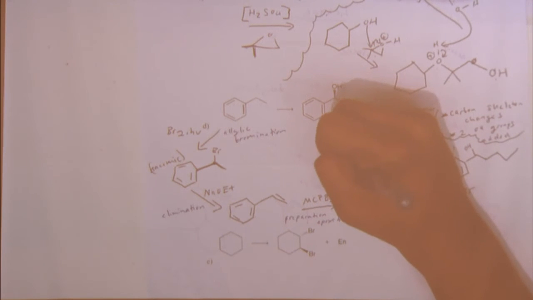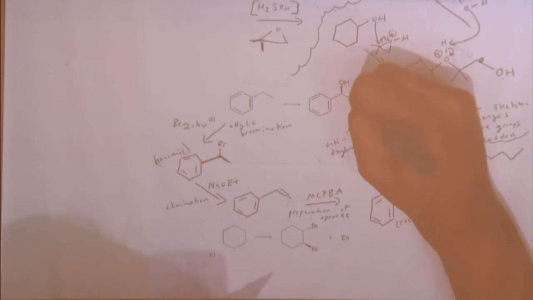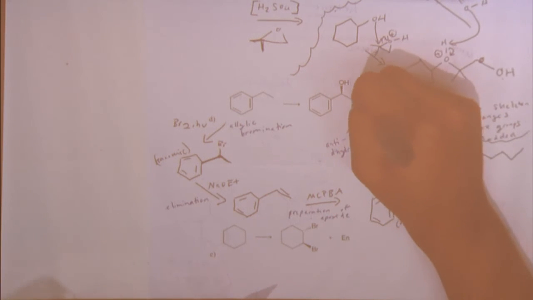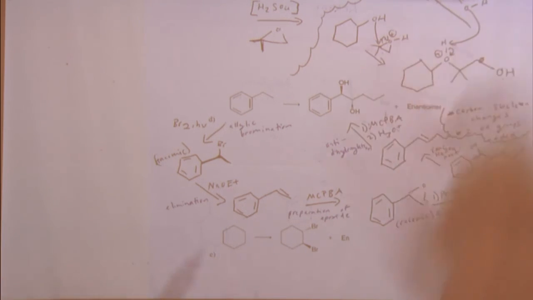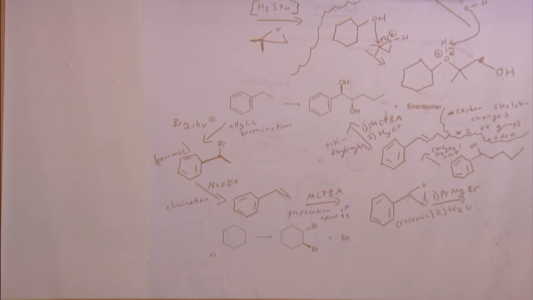Which uses the reagents MCPBA and then H3O plus to protonate both of the alcohol groups. Now, like I said, this is going to be in an anti-fashion. That's one of the addition reactions we learned back in like chapter 8 or 9.